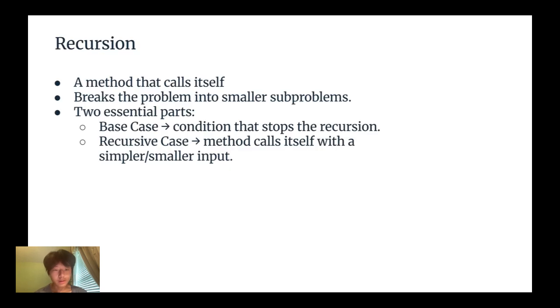Recursion is basically a method that calls itself. Using a recursive method, it will break the problem into smaller subproblems. And in a recursive method, there are two essential parts. First, you have the base case, which is a condition that stops the recursion. And you also have a recursive case, which the method uses to call itself with a simpler or a smaller input.